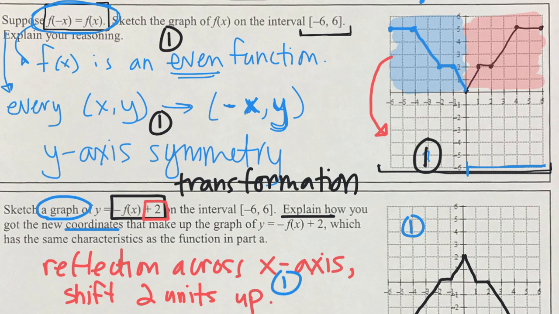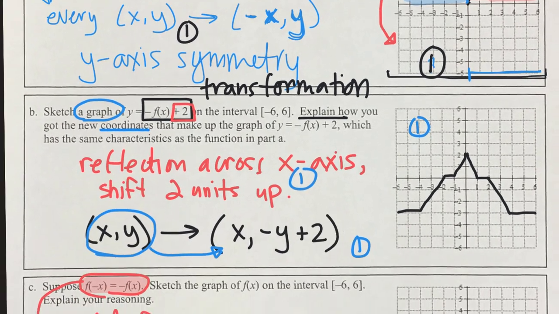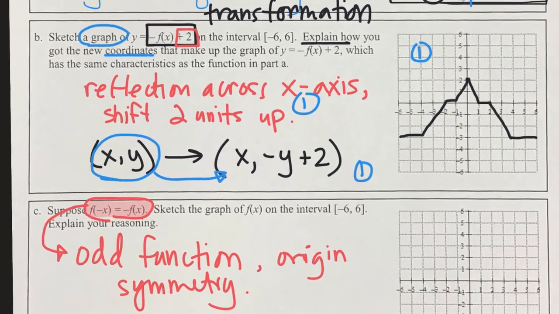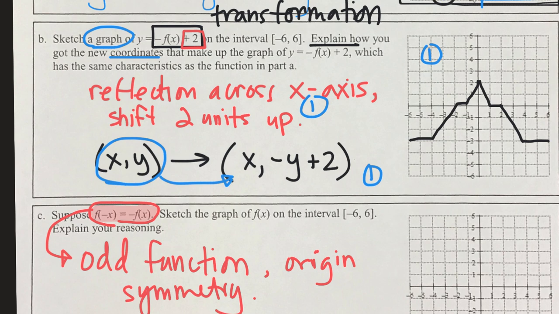Sorry about that. I just did a lot of work without recording. So we're to here. Let's see, what did I talk about? I talked about the actual graph being reflected across the x-axis, and then moved 2 units up. So then I talked about the rule.